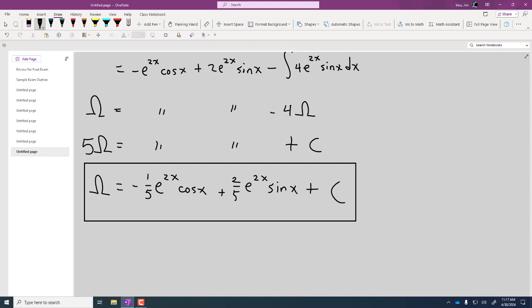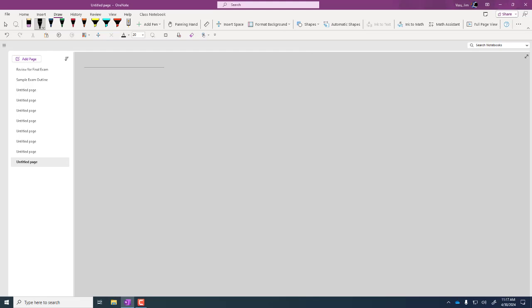Okay, so integration by parts with a twist. Could we do extra review on like the series? Yeah, that's what we're going to do next. So geometric series first.